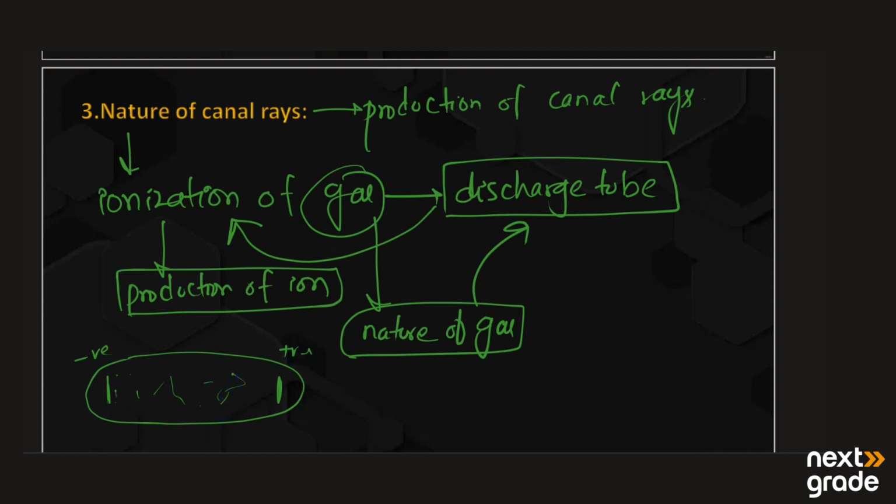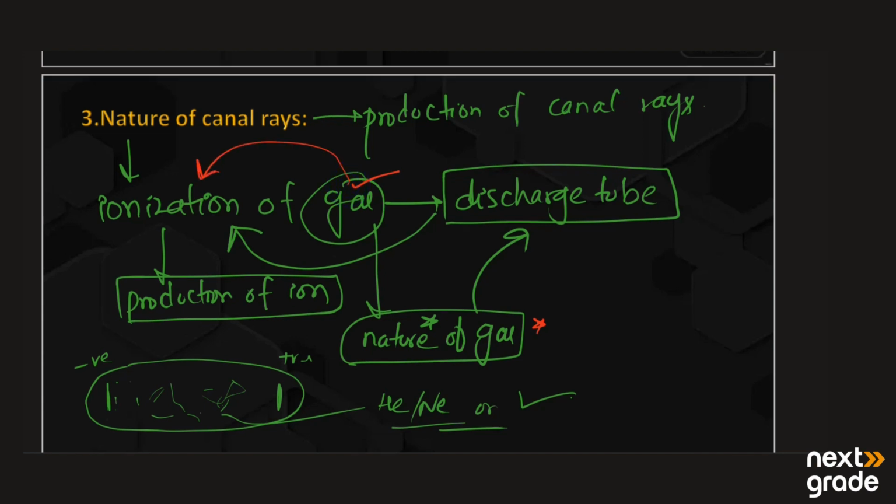So the gas may be helium, neon, or any other gas; it always depends upon the nature of the gas. This is a very important point about the production, or the nature, of the canal rays. It always depends upon the nature of the gas because they are produced as a result of ionization of the gas present in the discharge tube.